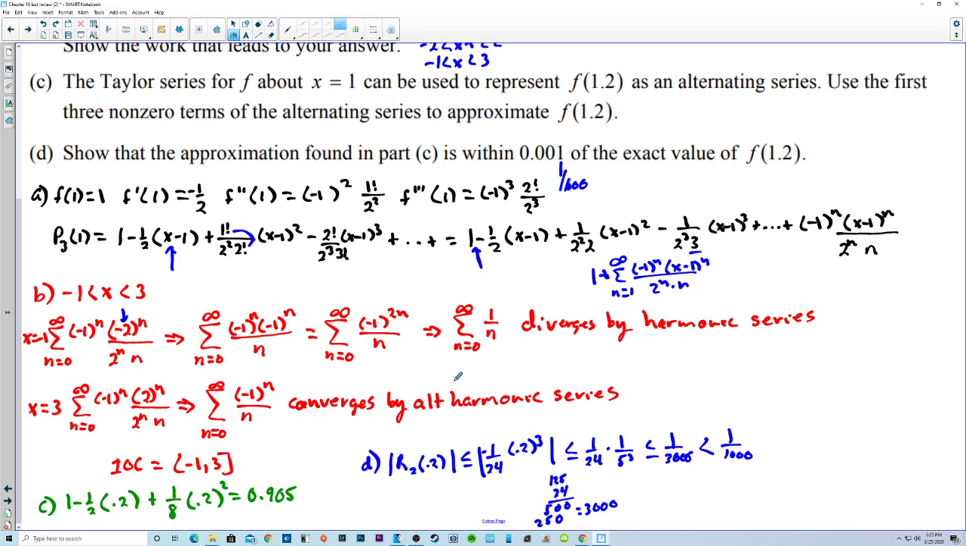So the remainder is, let's see, how do we get negative 1/24? That is actually right here, 8 times 3. We're going to use this term right there. And so we have negative 1/24 times 0.2 to the third. That's 1/24 times 1/5 to the third, and 5 to the third is 125. So 125 times 24 is 3,000. That's less than or equal to 1/3000, which is less than 1/1000.